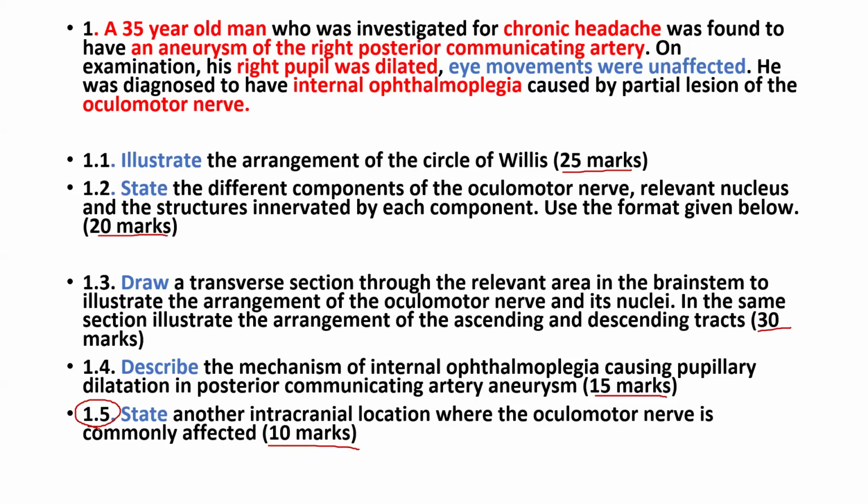So first, illustrate the arrangement of the circle of Willis. What is it? Now you can see it is completely different from this clinical scenario.